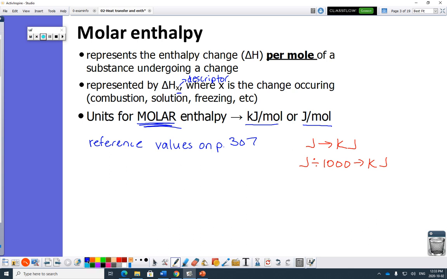So we're going to use molar enthalpy, kilojoules or joules per mole. We're going to use enthalpy change, which is just kilojoules or joules, not per mole. And we're also going to use the sign, whether it's negative or positive, to indicate whether energy is being absorbed or released.